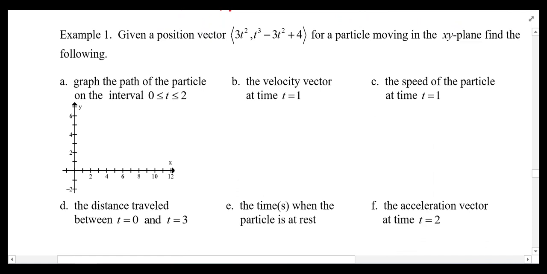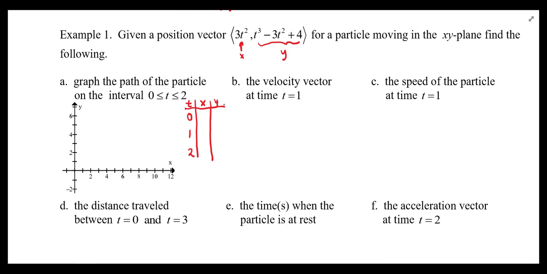Example number 1. So here we have a position vector, and notice the first component is the x. The next component here is the y, for a particle that moves in the xy plane. I want you to find the following. So in part A, I'd like you to graph the path of the particle on the interval from 0 to 2. So very typically, the easiest way here is just to make a table of values, in this case of t, and I'll go t 0, 1, and 2. Then I'll have to find the components of both x and y, and once I've found the x and y components, I can then graph it on the coordinate grid.